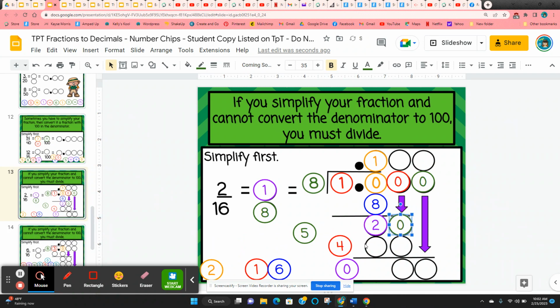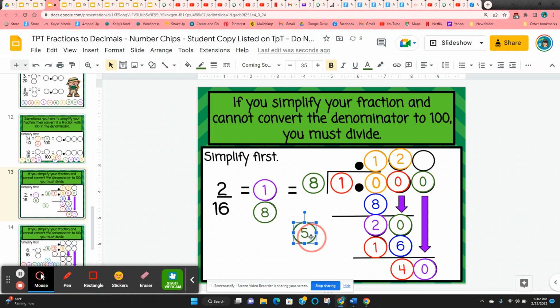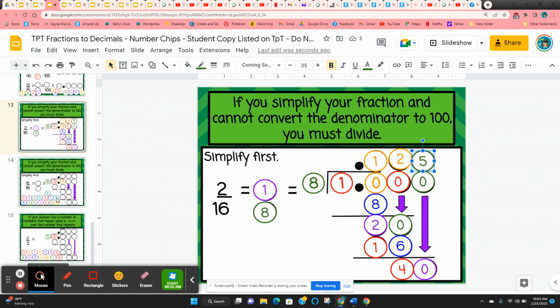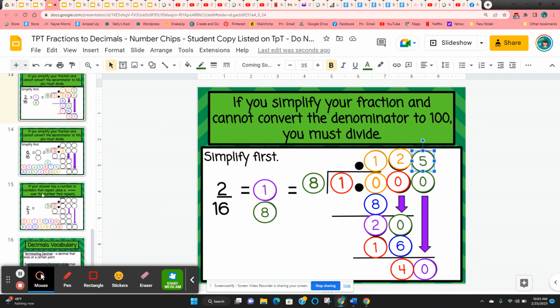Now 8 goes into 20 2 times. It's a good practice for their long division also, which is 16. Subtract, they get 4, and bring down that last 0. And now 8 goes evenly into 40 5 times. So here they've converted a fraction to a decimal. They're going to do the same thing on the next one.